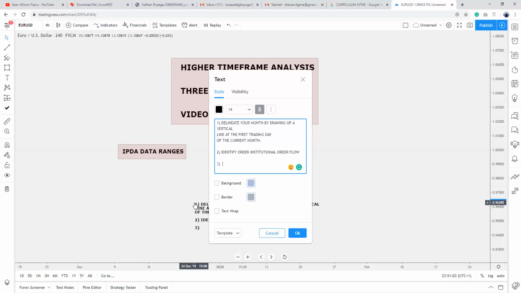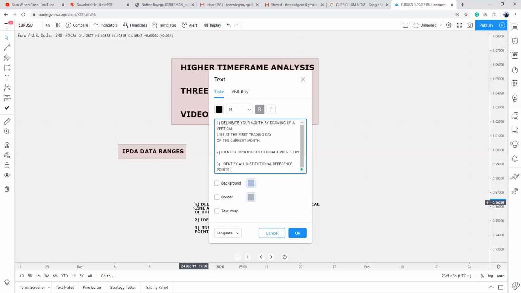Okay, so now let's not say reference, you're going to identify all institutional reference points. Okay, I was actually correct this time. You're going to identify all institutional reference points.